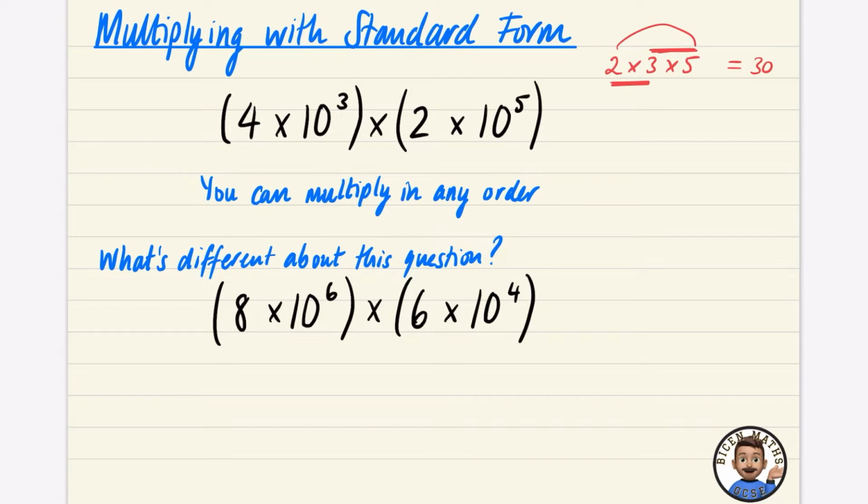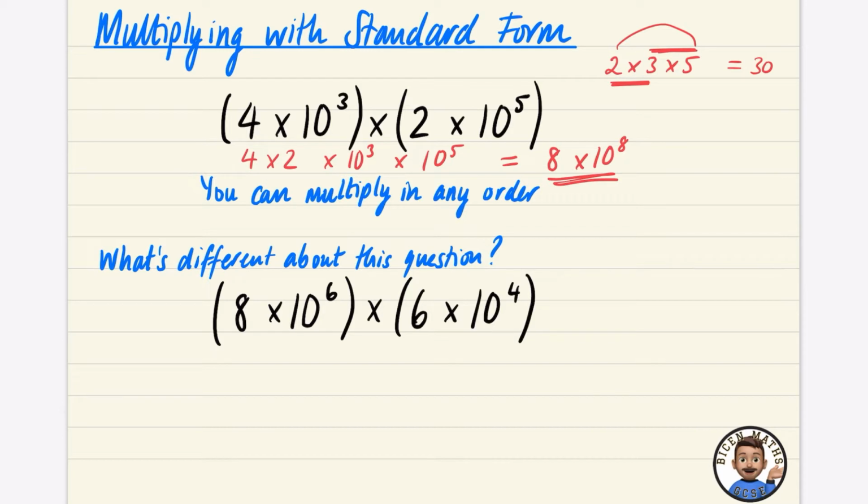So if we were going to work out the answer to this calculation, I'd probably start off by doing the 4 times the 2, and then afterwards I'm going to do times 10 to the 3 and times 10 to the 5. So we calculate the 4 times 2, which is 8, and then times 10 to the 3 times 10 to the 5. If you remember your index laws, when you're multiplying things with the same base, you just add those powers together. So it would be multiplied by 10 to the power of 8. So there's that answer in standard form right there.